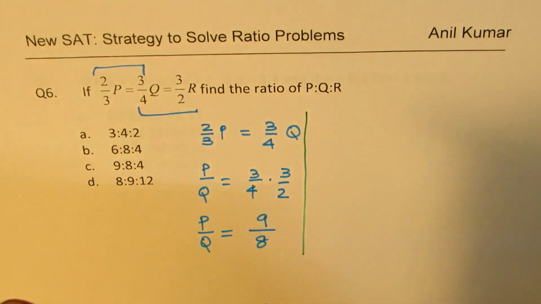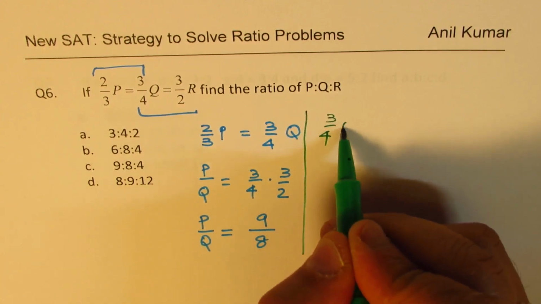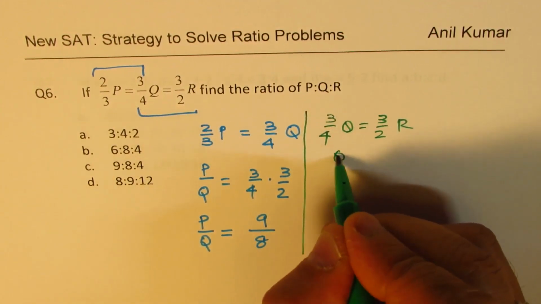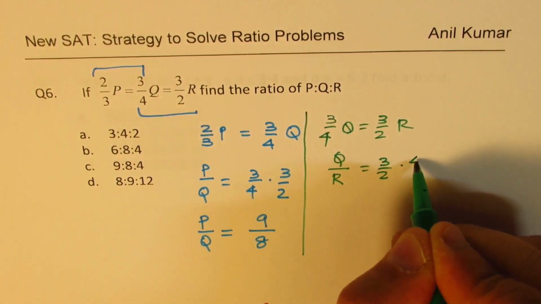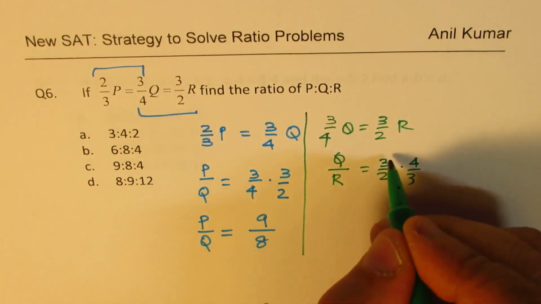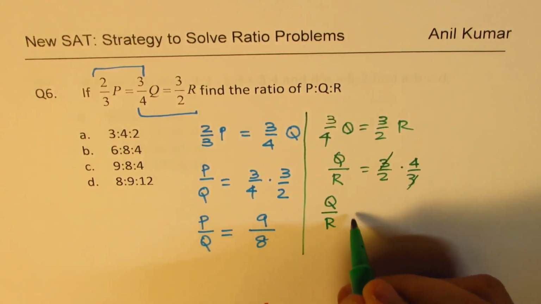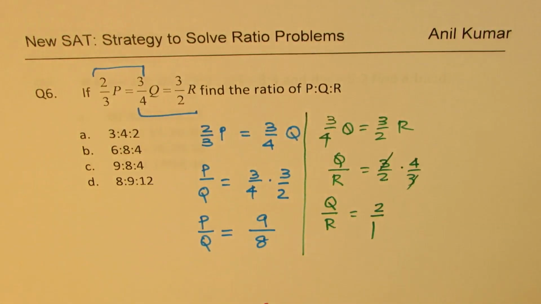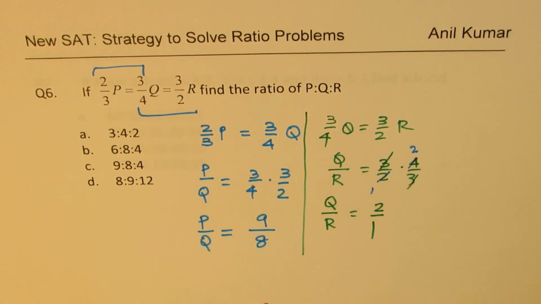Now let's find the other one. The other one here is 3 over 4q equals 3 over 2r. So q over r will be equal to 3 over 2 times 4 over 3. Cross multiply, right? So this 3 and 3 cancel, and we could write q over r in the lowest term as 2 over 1, correct? That also cancels, right? It goes 2 times. So we get q over r as 2 is to 1.